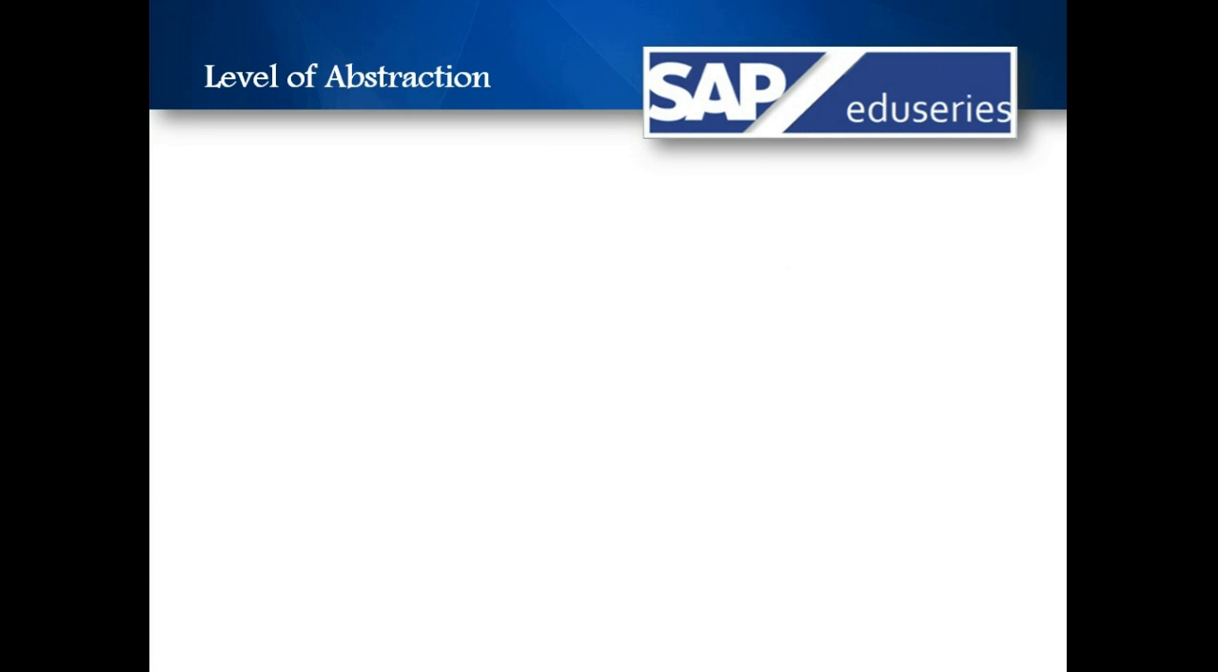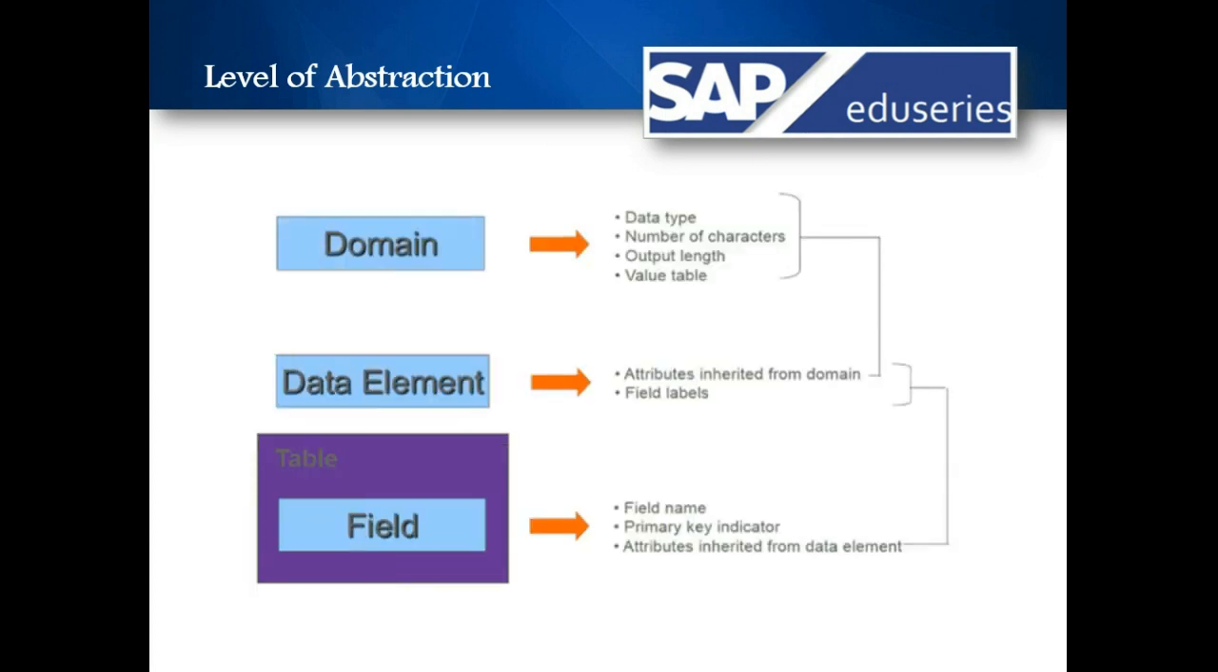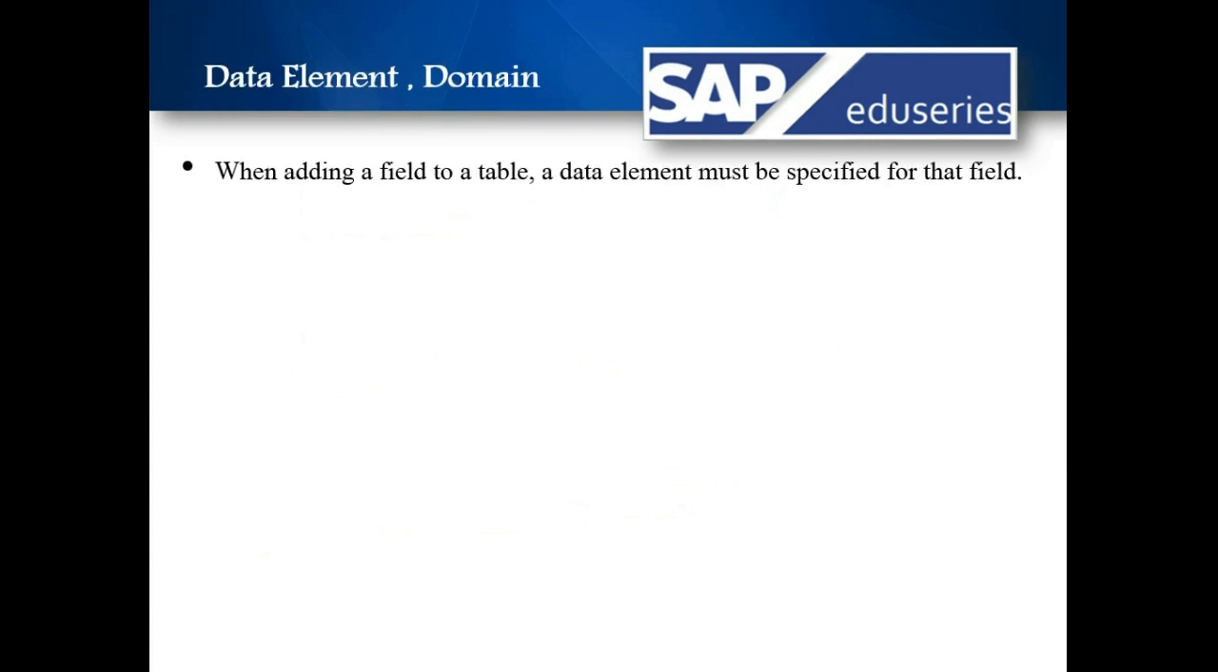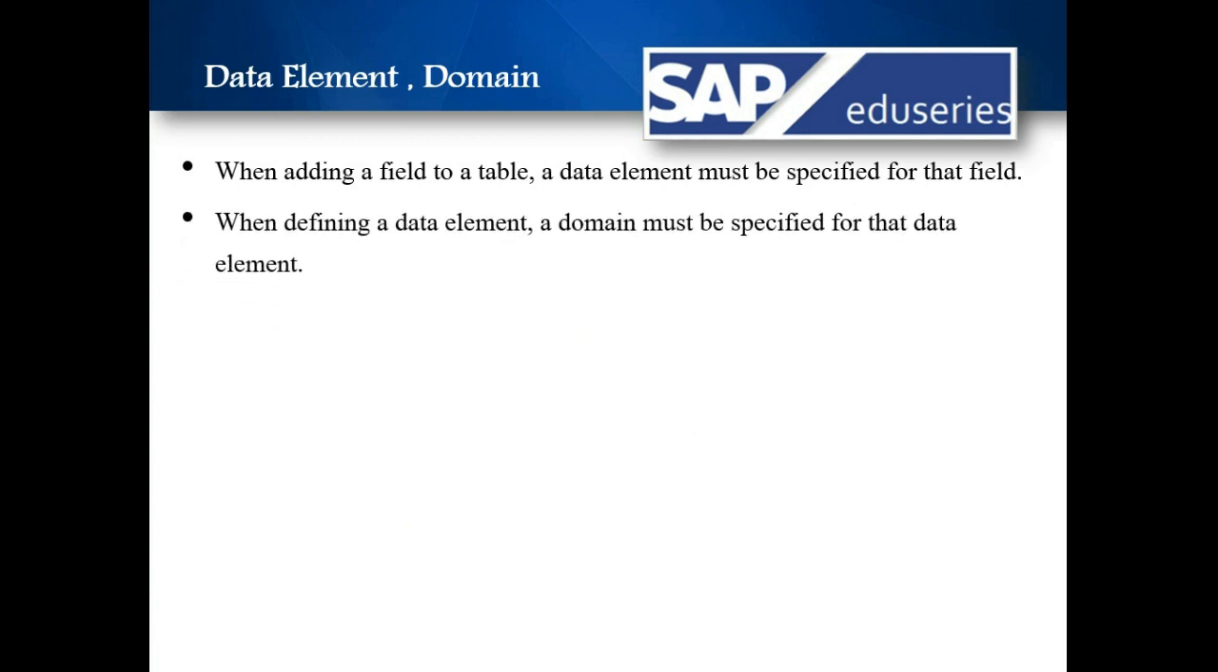Levels of abstraction. Here we can see the relation between data element, domain and table fields. Let's discuss it in detail in the next slide. When adding a field to a table, a data element must be specified for that field. When defining a data element, a domain must be specified for that data element.